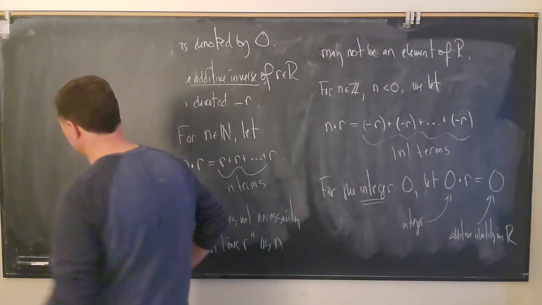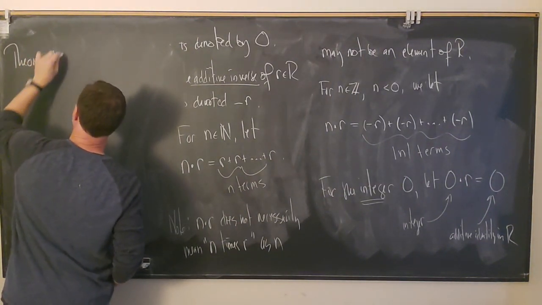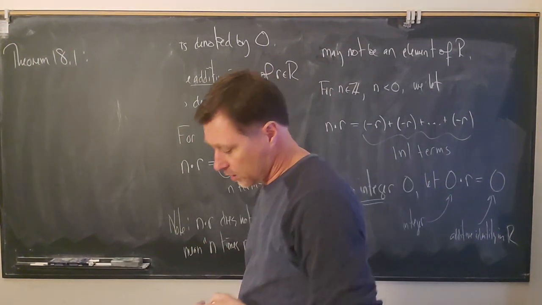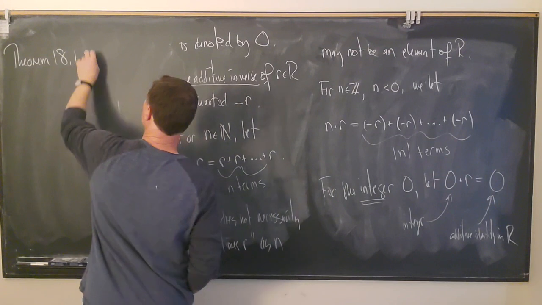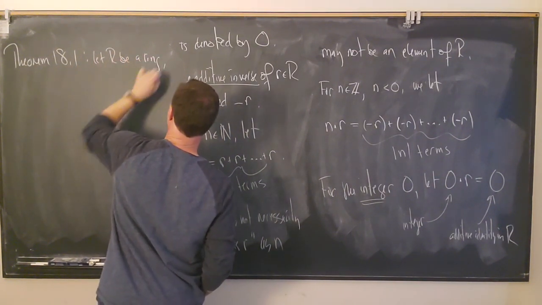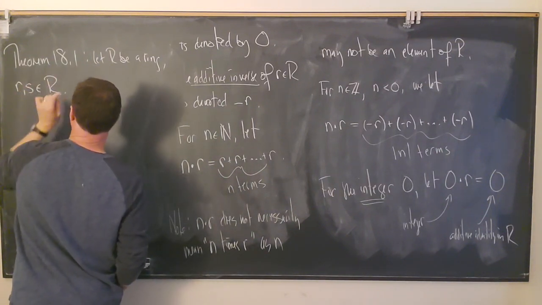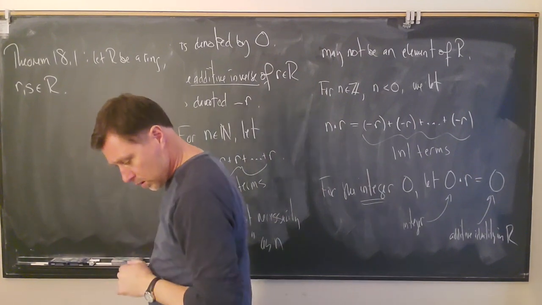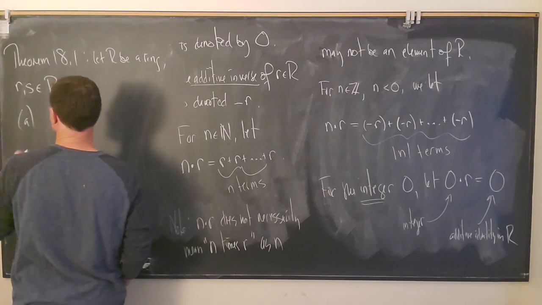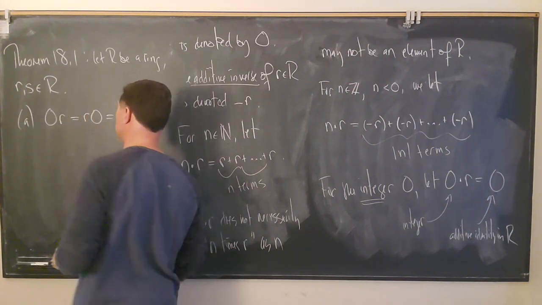Okay, so let's prove something now. This will be our first theorem, Theorem 18.1. Just some basic facts about how arithmetic works in a ring. Let R be a ring, and let's take a couple of elements, say r and s, in capital R. There are three parts to this theorem. The first part: 0r equals r0, which equals 0.